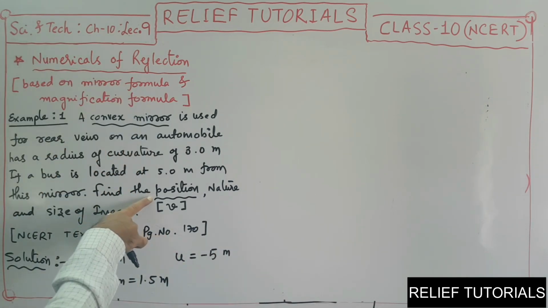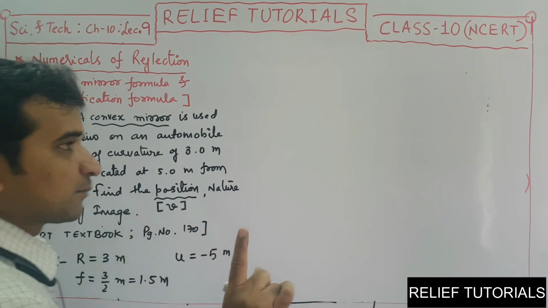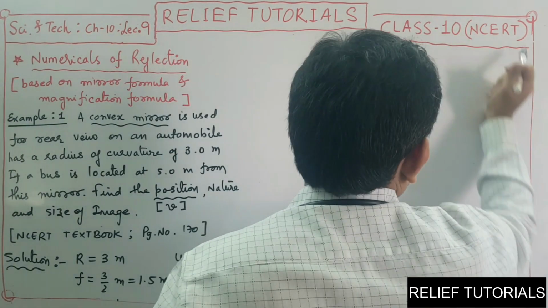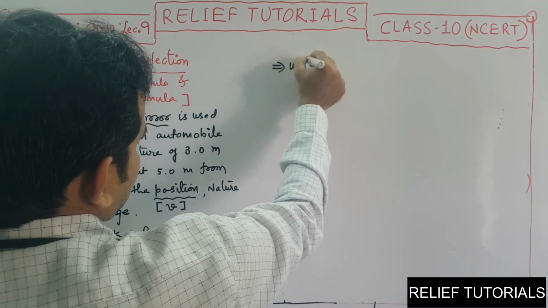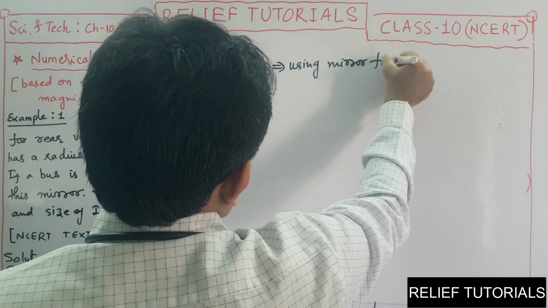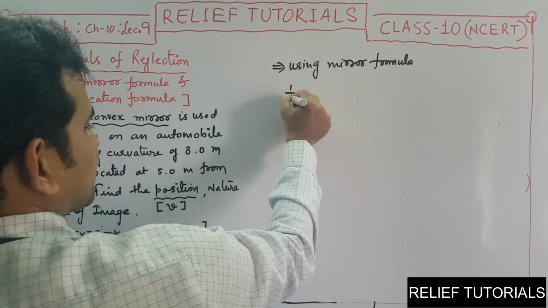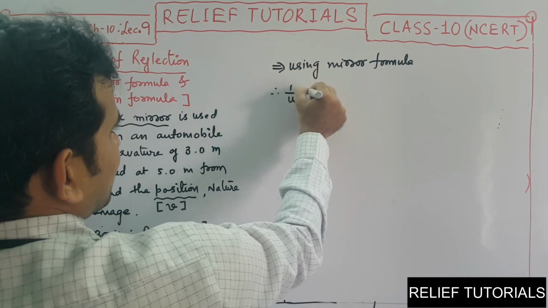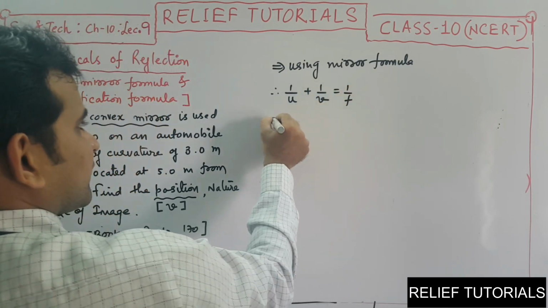First of all, we have to find V. How can we find V? You have the information of U, you have the data of F also. So U and F you are having, so you can find V with the help of mirror formula. Using mirror formula, 1 by U plus 1 by V is equals to 1 by F.